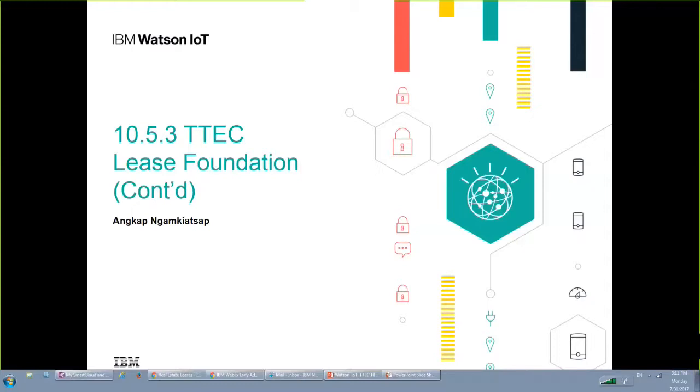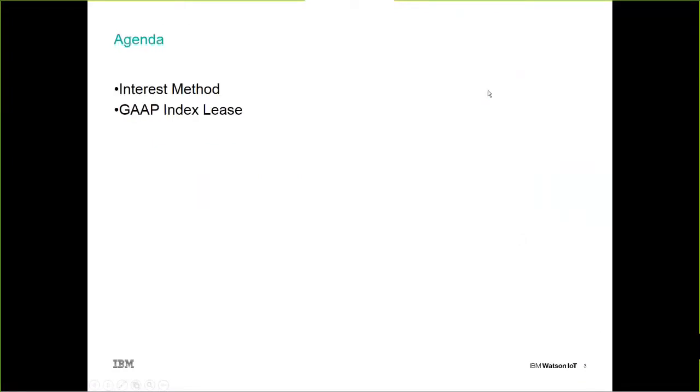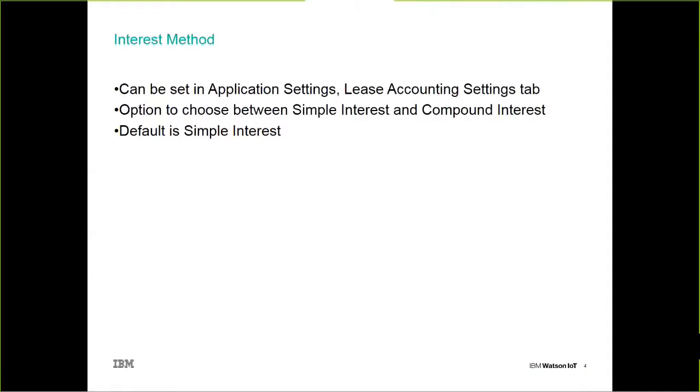So for our agenda for today, I would like to talk about the two topics. First is the interest method enhancement that we had done for the 1053 release, as well as the GAAP index lease. So for the 1053 release, we added another field called the interest method on the application settings, lease application settings tab. So now the user will have an option to choose between the simple interest or compound interest.